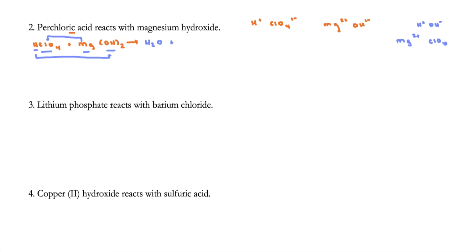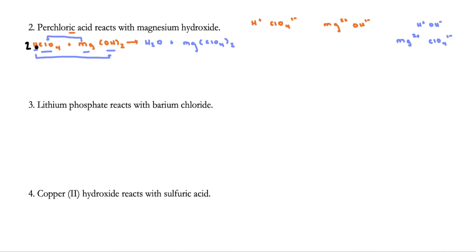Remember, a salt is just an ionic compound. So when I cross my charges here, I get Mg, and then in parentheses, ClO4 subscript 2 here. Now I simply need to balance. So I've got 1 perchlorate here, 2 perchlorates here, so I'm going to put a 2 in front here.